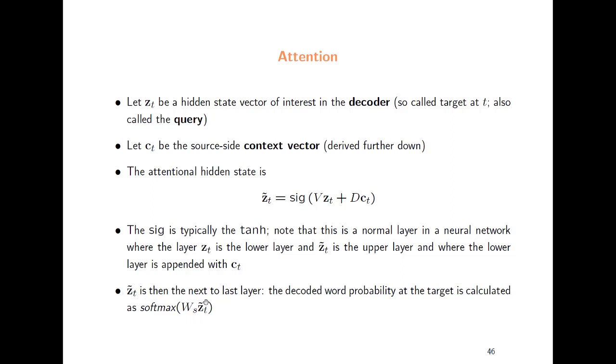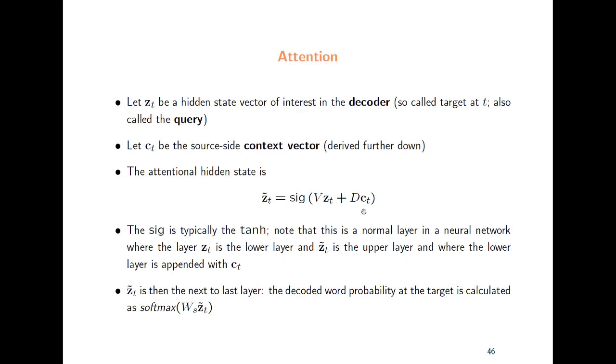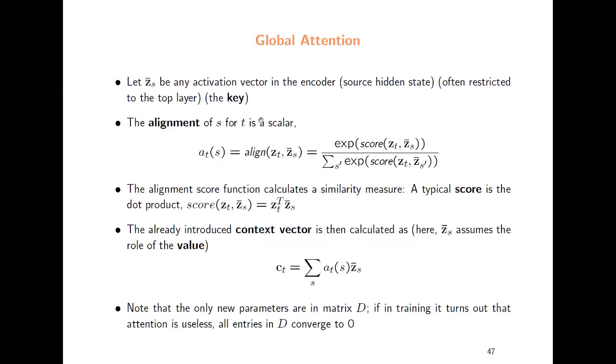And then the word probabilities for the decoder are just the softmax of a weight vector applied to this Z tilde. So this is all happening here. So let's say this is the Z, and then we have here the Z tilde. And from here to here, this happens, what I just described. We are adding something, and we have another connection here. We add something with this connection matrix D. And now the question, of course, is how this C_t is defined. And then Z tilde_t is applied to give you the output. So you have another weight vector and then you get the Y's out.